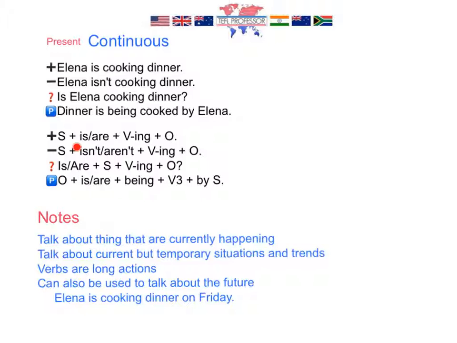We use to be, either is or are, plus the ing, the gerund form of the verb. So subject, to be, the ing form, plus the object. Elena isn't cooking dinner. Is Elena cooking dinner? Dinner is being cooked by Elena. And again, of course, we can take that off if necessary.